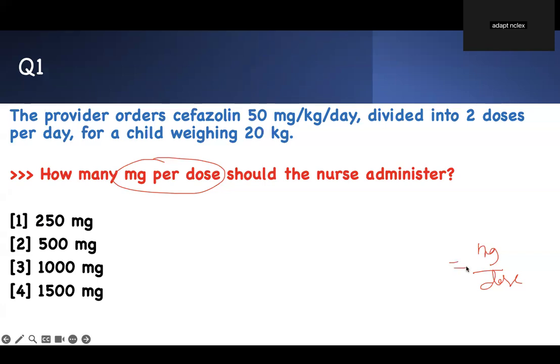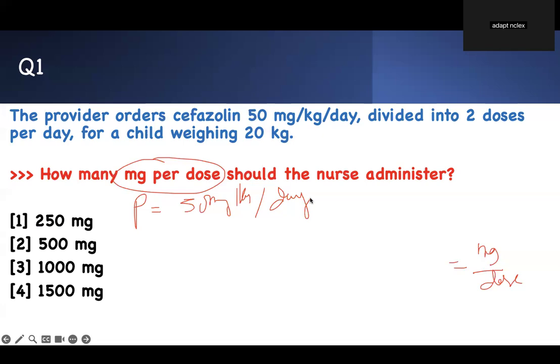A provider orders what? Cefazolin. This is the prescription, the prescribed dose: 50 milligram per kilo per day. So every day, the patient is going to get 50 milligram based on their weight. Per kilo, if you weigh 1 kilo, you're going to get 50. If you weigh 2 kilos, you're going to get 100 milligram per day.